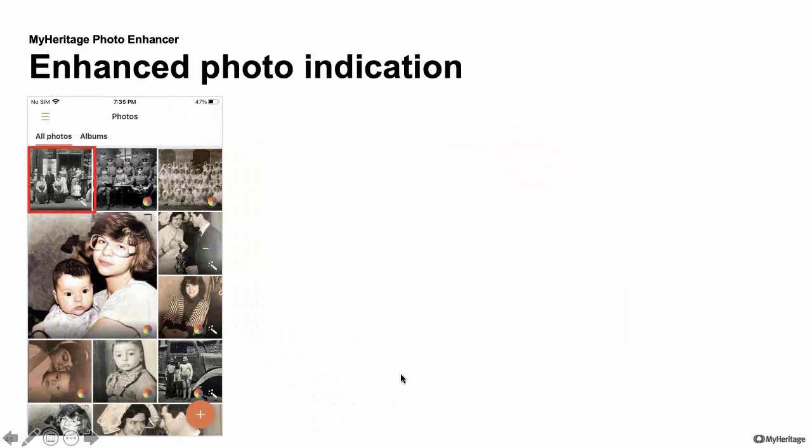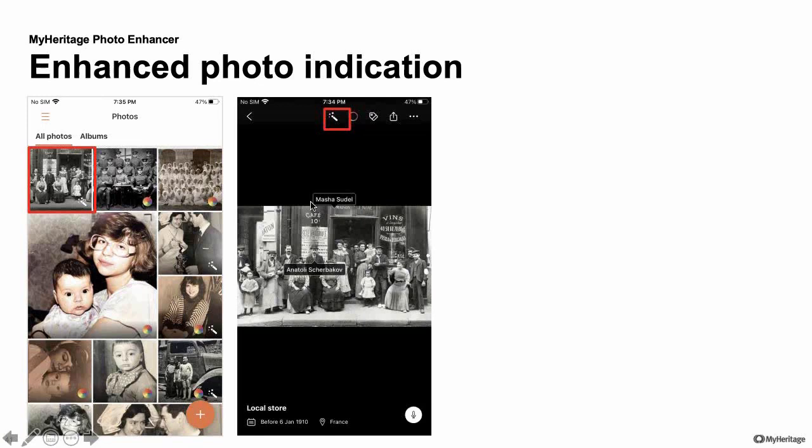Another thing is the enhancement indication. As I told you, the magic wand represents the enhancement process. So here, if I go to the photo section, I will see a magic wand on the photo that indicates that the photo has been enhanced. Also, if I go back to the photo, I will see the magic wand again, filled. So this is also an indication that the photo has been enhanced.